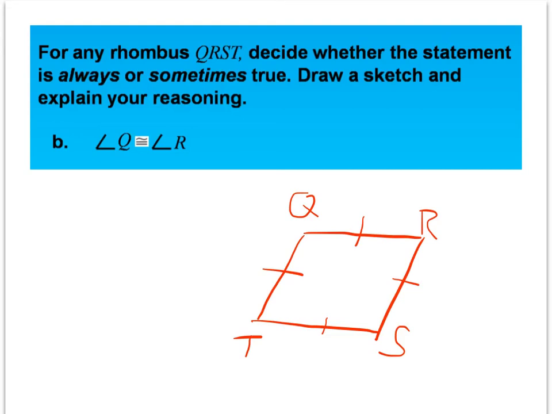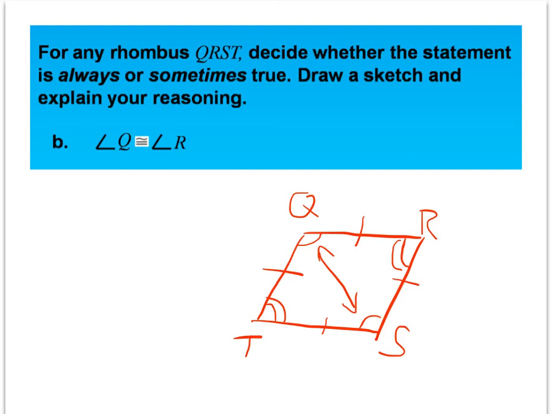Well, just as before, all rhombuses are parallelograms. So we can say that all parallelograms have congruent opposite angles. So we can draw our angle congruencies. But angle Q is congruent to angle R. That's not always going to be true.